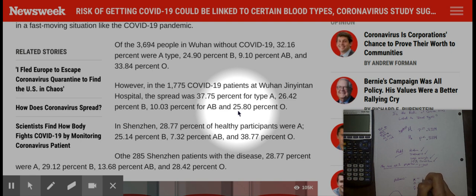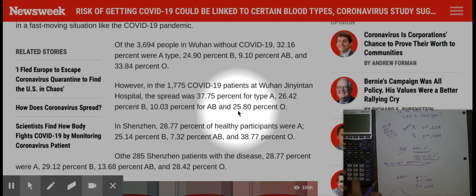The X is not clear yet, but X would represent the number of people that are type O blood that are sick. So 25.8% of the 1,175. There are roughly 303 people with type O blood that are sick.